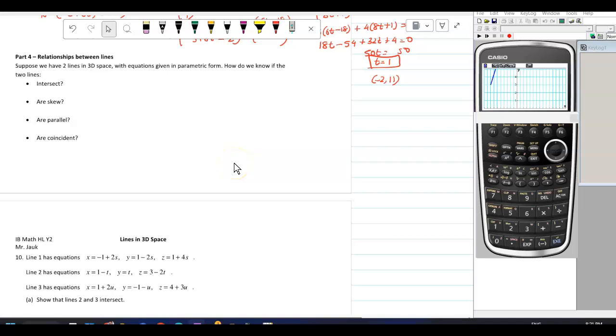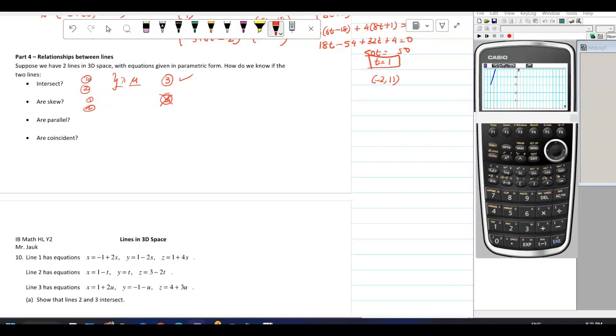Part 4. So how do you know the lines intersect? Same direction vector, they intersect. You will solve equations 1 and 2, okay, and it should satisfy the third equation, the parameters. You find lambda and mu, solving 1 and 2, you plug into the third one and it should satisfy it. Then skew lines, you solve 1 and 2. If they don't satisfy the third one, they are skew.